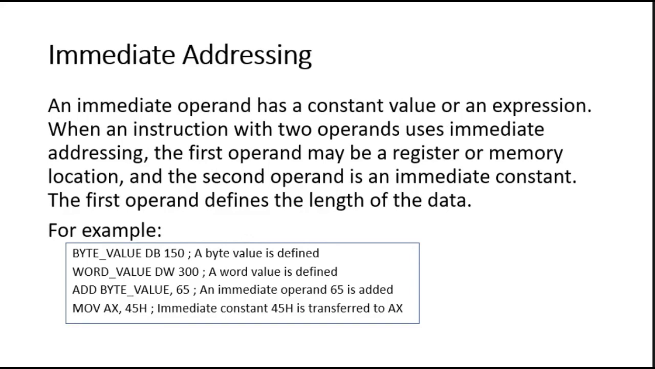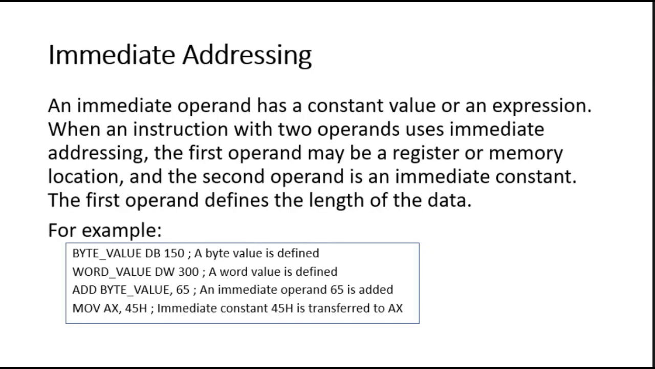So now let's take an example. ByteValue DB 150. Here, a byte value is being defined as 150. But what is the byte value? It's just an expression, or if you like, a variable. And then we are saying that the value 150 is going to be in this byte value. Do you guys get it? So that you can call byte value anywhere. This is the kind of addressing we are referring to.